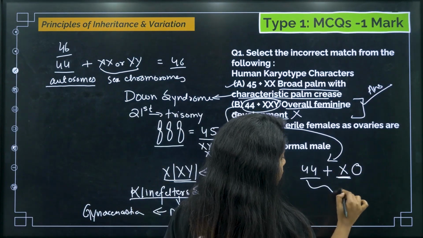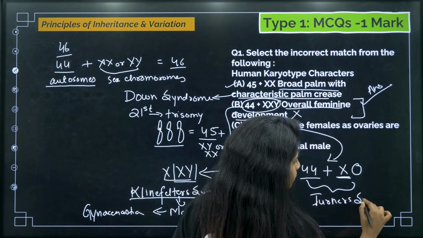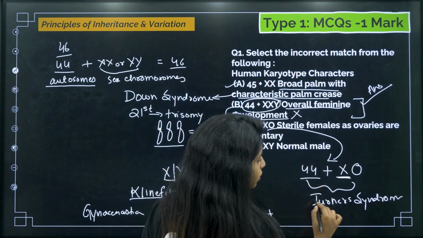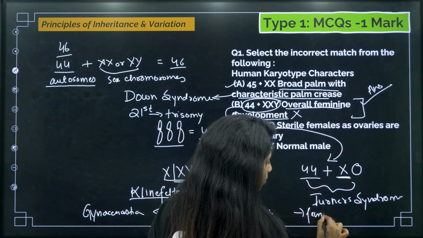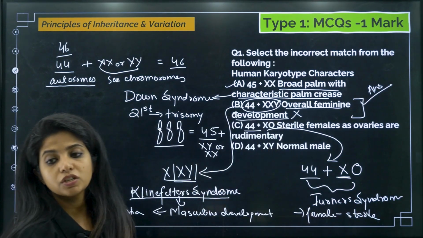So similarly, this particular person will be having a syndrome which is known as Turner syndrome. This is known as Turner's syndrome, and over here it will be a female. But that female will be sterile, children. That female will be sterile.